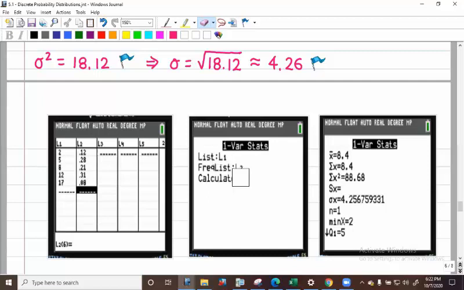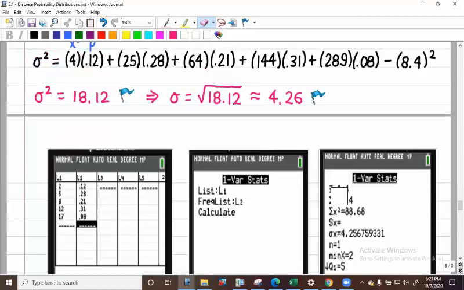Now, one thing let me mention too, be careful if you ever go back later to do something where you're only dealing with 1 column of numbers. You have to get rid of that L2 right there, just blank it out, because that's going to cause you problems if you're just dealing with 1 column. You just have to get rid of that L2, which is easy enough to do. But anyway, then you hit calculate, and you see the mean, 8.4, which is what I got right here.